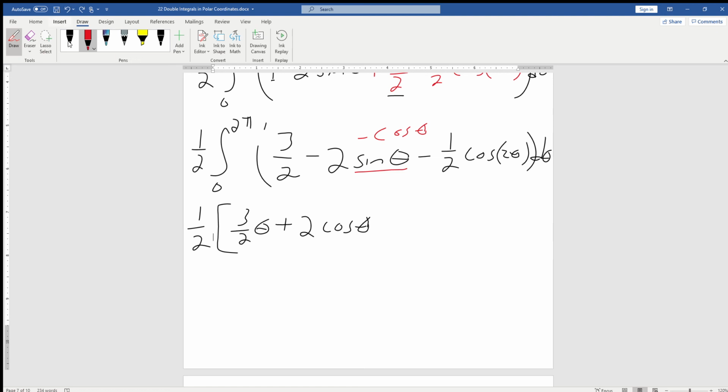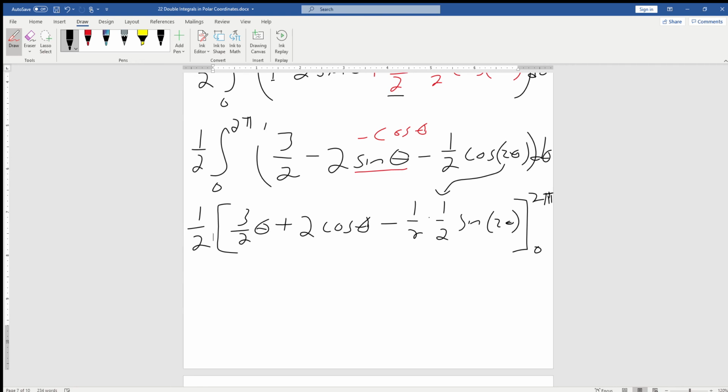Now we have a 2 theta in there, so this is going to turn into minus 1/2 times another 1/2, and that's a result of the reverse of the chain rule. Usually with differentiation we multiply. Now we're going to divide. We have sine of 2 theta, and it's going to range from 0 to 2 pi.